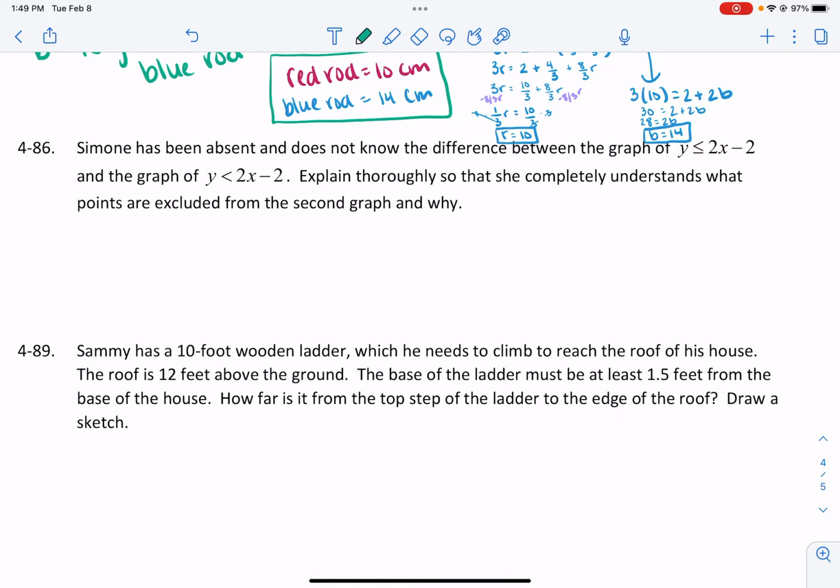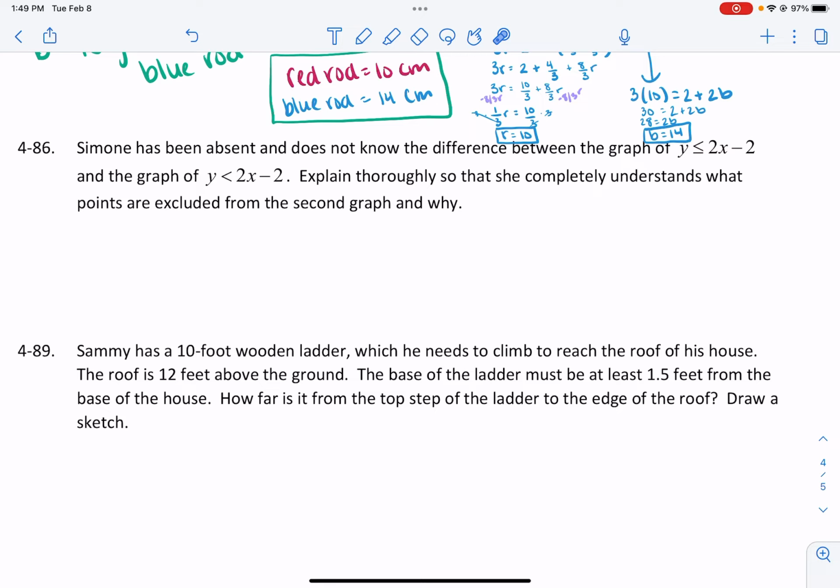4-86. Simon has been absent and does not know the difference between the graph of y is less than or equal to 2x minus 2 and the graph of y is less than 2x minus 2. Explain thoroughly so that she can, Simone, not Simon, so that she can completely understand what points are excluded from the second graph and why.